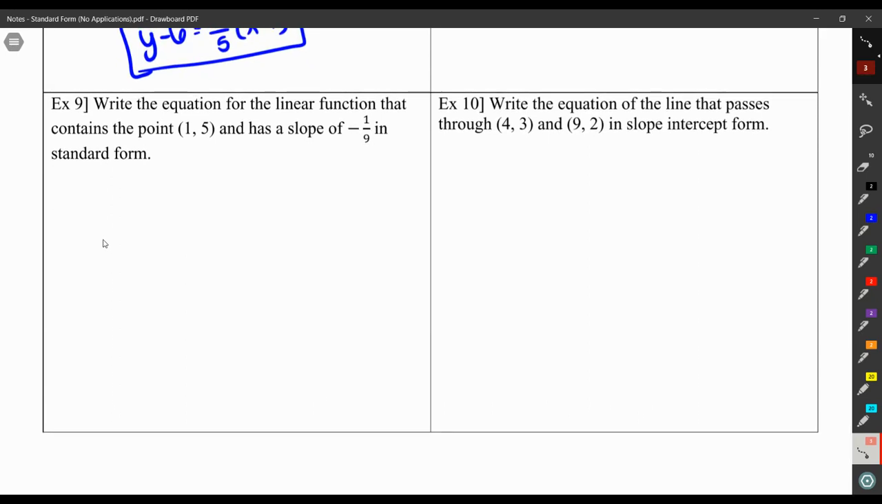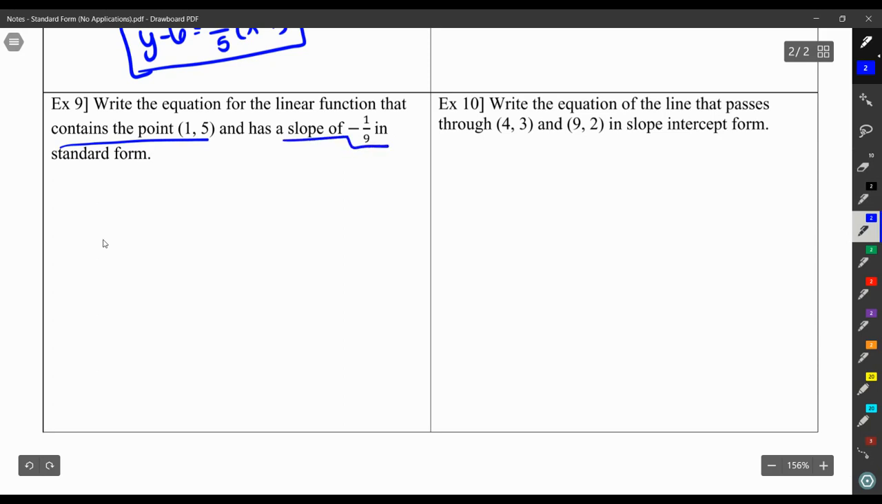So let's do number 9 together. Write the equation for a linear function that contains the point (1, 5). So that's what I have. I contain (1, 5) and I have a slope of -1/9. And I want the answer in standard form. So we're going to take this and make it Ax + By = C.